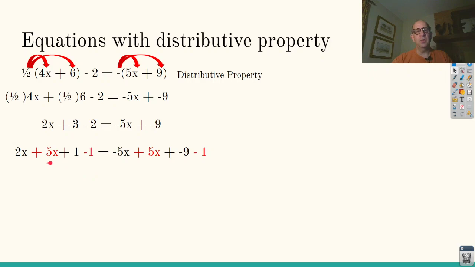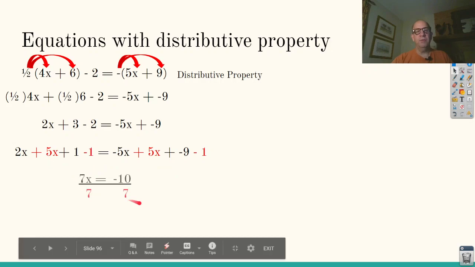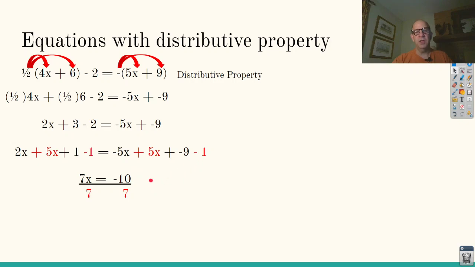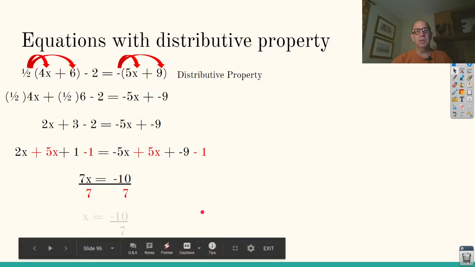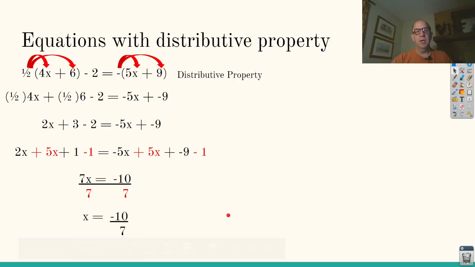And then I'm going to move stuff around by adding, I'm going to add my 5x on both sides, and I'm going to subtract 1 on both sides because I like positive x's and don't care about the numbers. So 2x plus 5x is 7x minus 10, right? Negative 9 plus negative 1 is negative 10. Divide both sides by 7, x equals negative 10 sevenths.